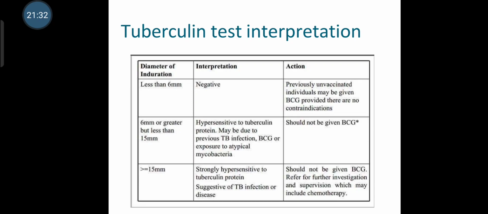If the diameter of the wheal is greater than 15 mm, then the person is strongly hypersensitive to tuberculin protein and it suggests tubercular infection or disease. So here in this case BCG should not be given and further investigation has to be carried out, and proper drug treatment with anti-tubercular drugs should be given.